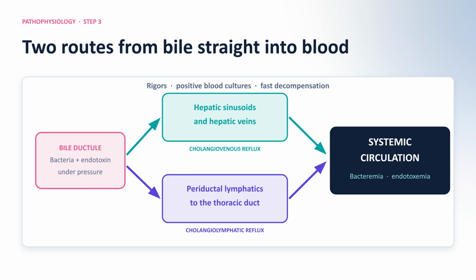Watch what happens next. Once the barrier fails, bile under pressure moves the wrong way. Bacteria and endotoxin cross from the bile ductule directly into the hepatic sinusoids and the hepatic veins. That is cholangiovenous reflux. A second route runs into the periductal lymphatics and up the thoracic duct. That is cholangiolymphatic reflux. Follow either arrow, and you land in the same place, the systemic circulation. This is why these patients have positive blood cultures. This is why they rigor, and why they can decompensate within hours rather than days. The duct is now seeding the bloodstream continuously, and the higher the pressure, the faster it seeds.